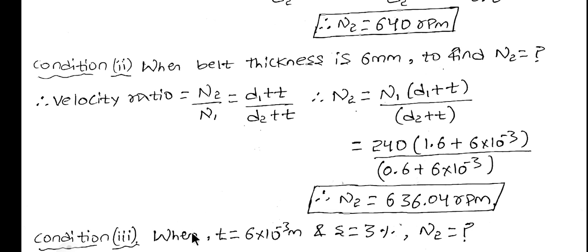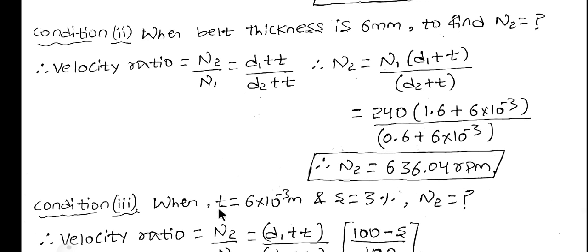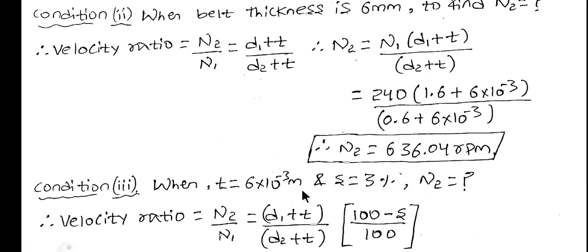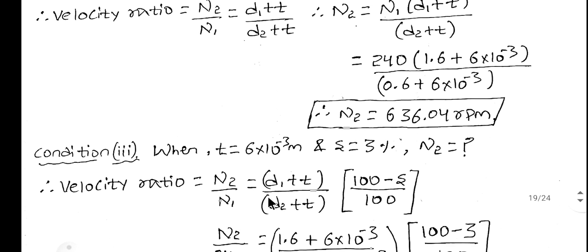Now use the third condition. In that third condition it is given that consider the thickness. Along with that, you have to consider the slip. Slip percentage is 3. From that, you need to find out the N2 value. Use the velocity ratio formula considering the slip. In my previous lectures, I have given the velocity ratio formula when slip is there and when you have to consider the thickness. You just refer to that.